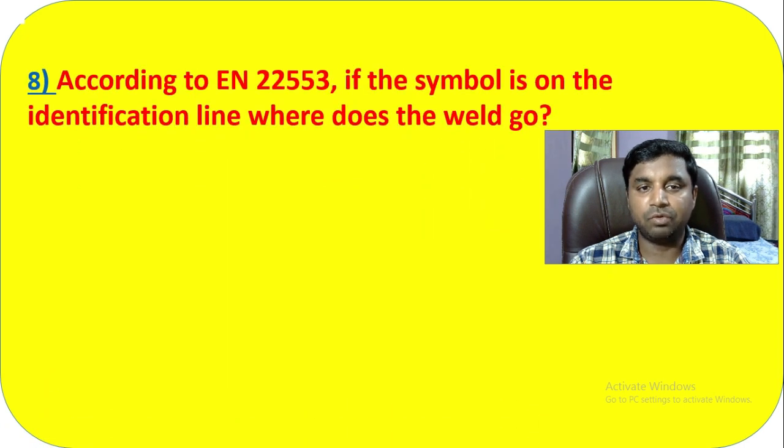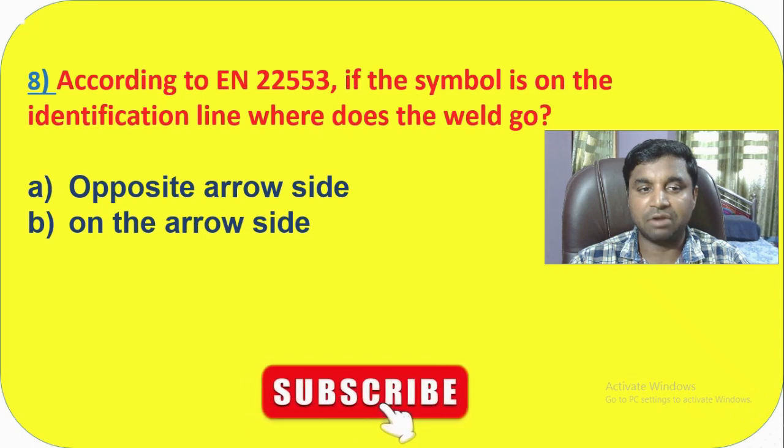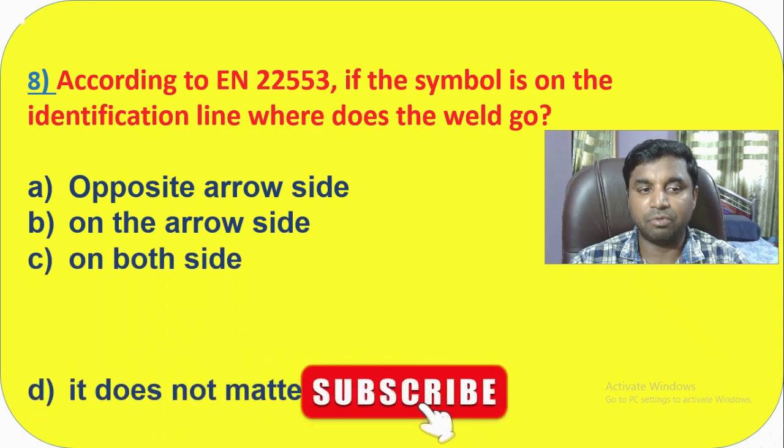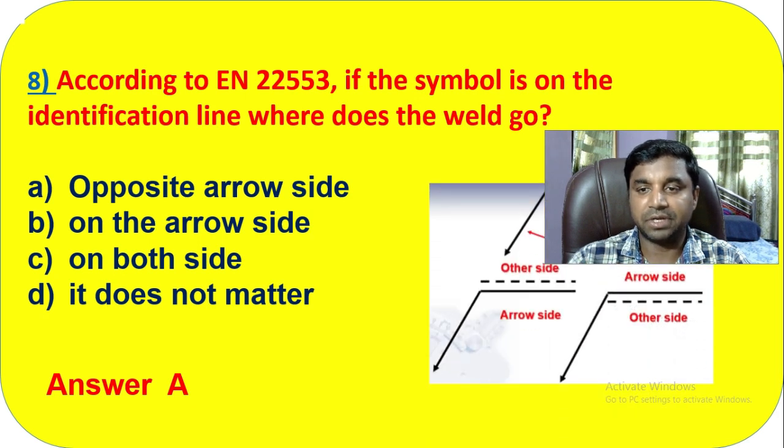Question number 8. According to EN 2253, if the symbol is on the identification line, where does the weld go? If you see the symbol on the identification line: opposite arrow side, on the arrow side, on both sides, it does not matter. See the picture here.